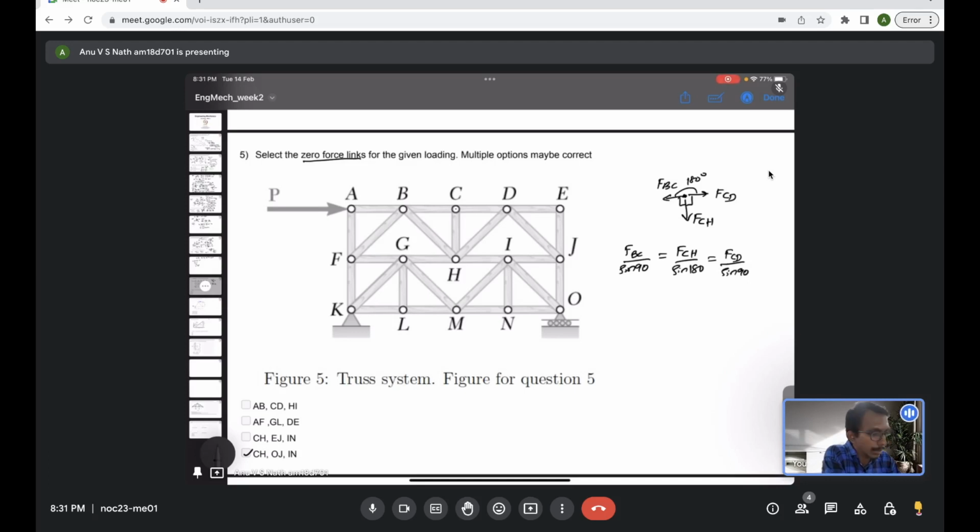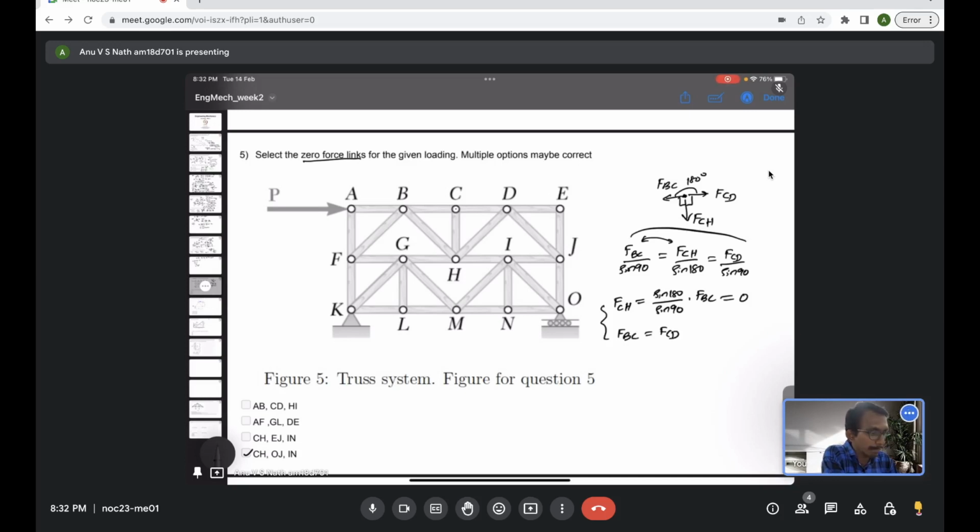So all of them are unknowns, we can write two forces in terms of the other force. Let's evaluate what FCH is, the force in the member CH, just using the first two together. It's sine 180 by sine 90 into FBC. Now sine 90 is 1, sine 180 is 0. So FCH is 0. And similarly, if you use the first and last expression, you will find FBC equal to FCD.